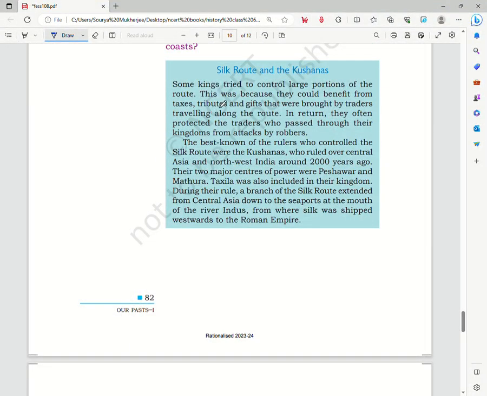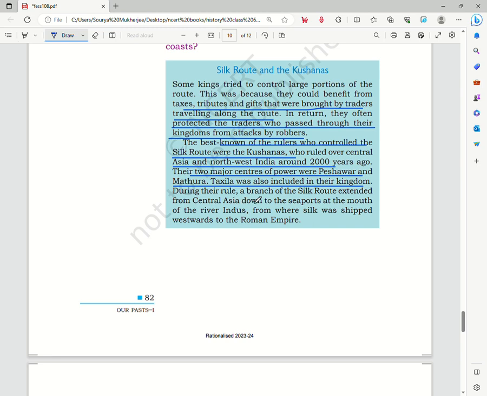Then we come across the Silk Route and the Kushanas. Some kings tried to control large portions of the route. This was because they could benefit from taxes and gifts that were brought by traders traveling along the routes. In return, they often protected the traders who passed through their kingdoms from attacks by robbers. The best known rulers who controlled the Silk Route were the Kushanas, who ruled over Central Asia and northwestern India about 2000 years ago. Their two major centers of power were Peshawar and Mathura. Takshila was also included in their kingdom.